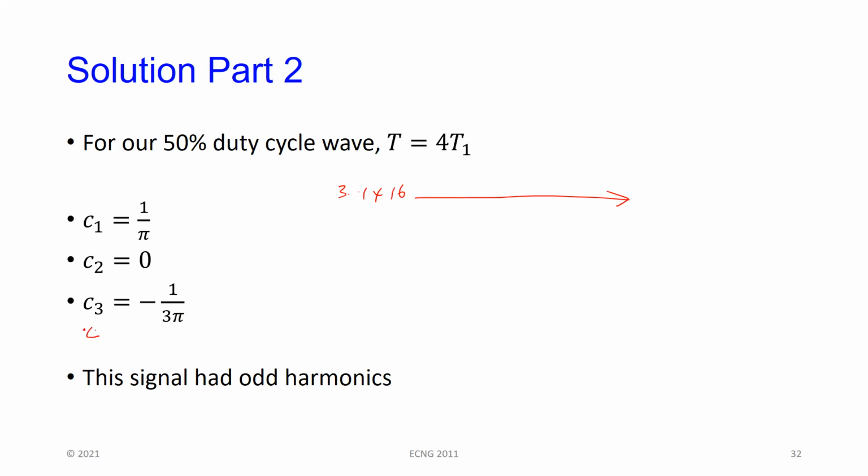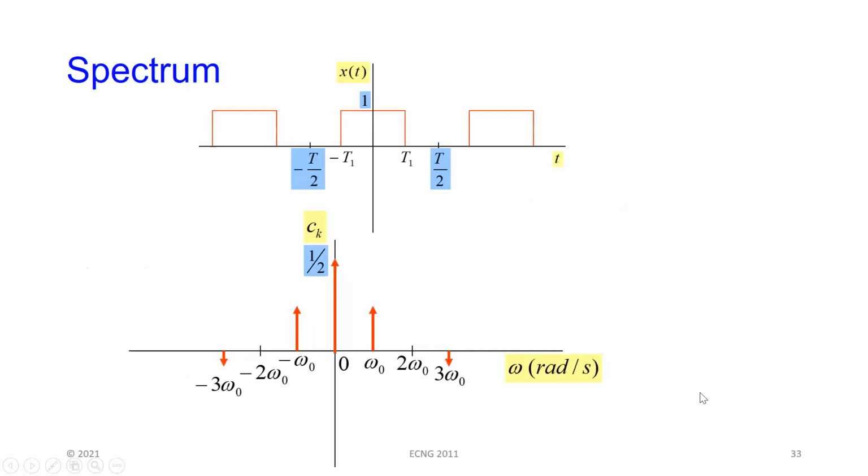If you were to continue, you would get C4 is 0. C5 is a very small positive number. C6 is 0, and so you keep going on. So this particular signal only has odd harmonics. And if you plot the harmonics for it, this is what the spectrum of that signal looks like, the first 3 components of it. So there's a DC, which is a half. Notice this is for the 50% duty cycle. If this is 1 volt, then it has a half volt DC component.